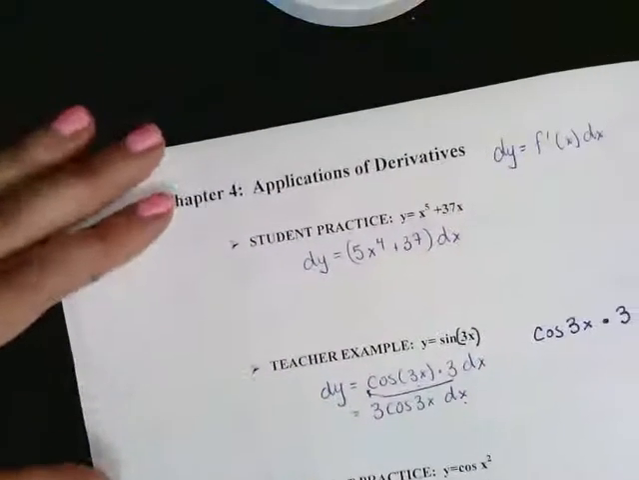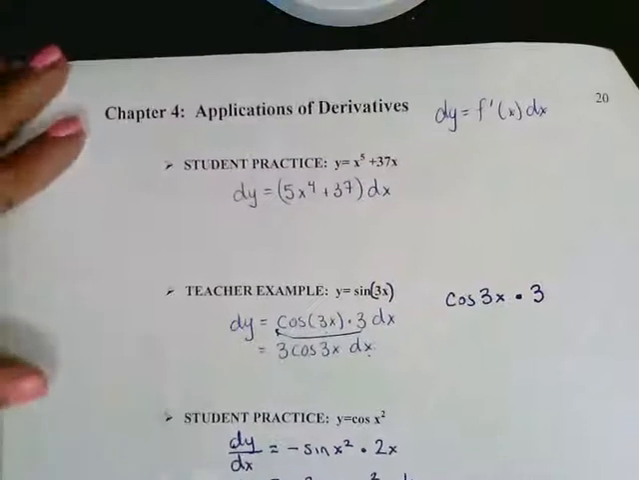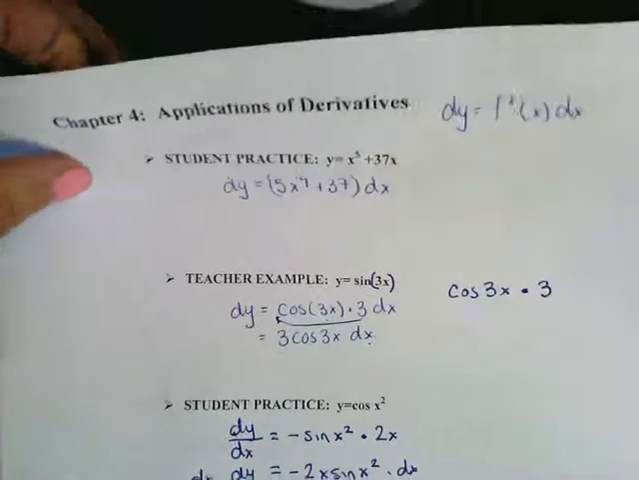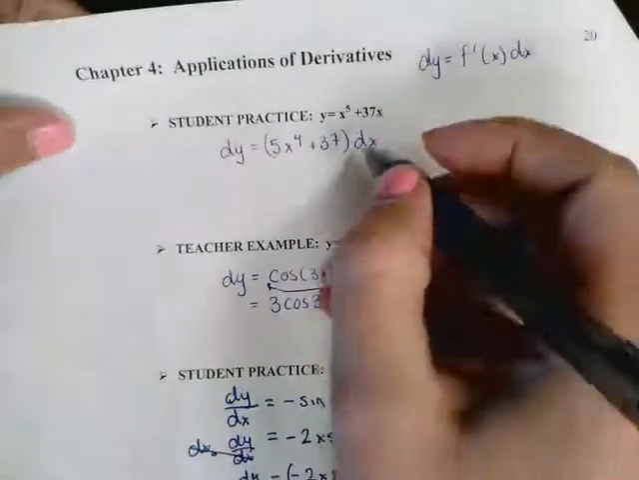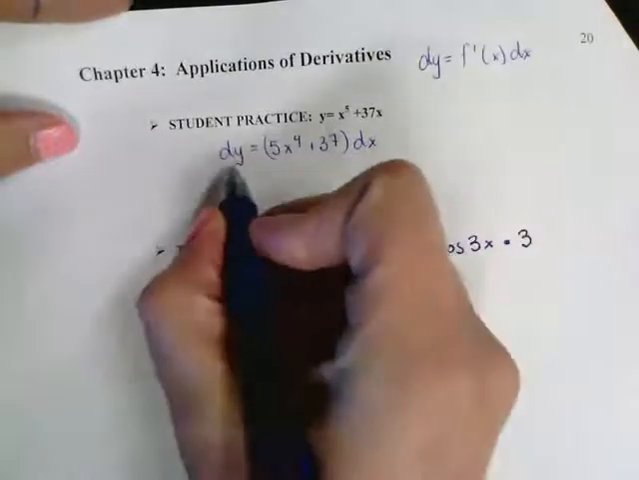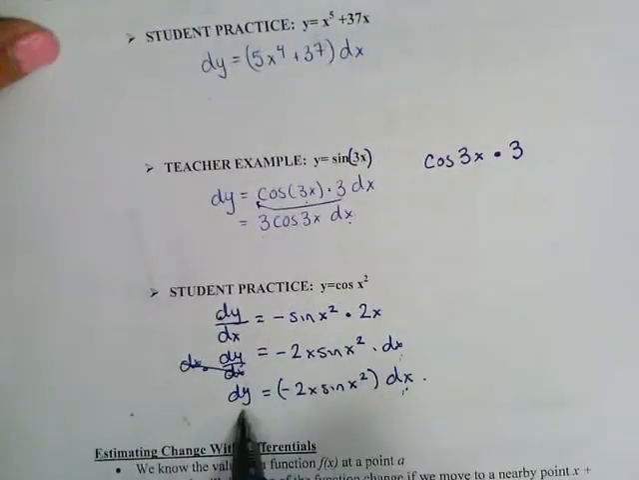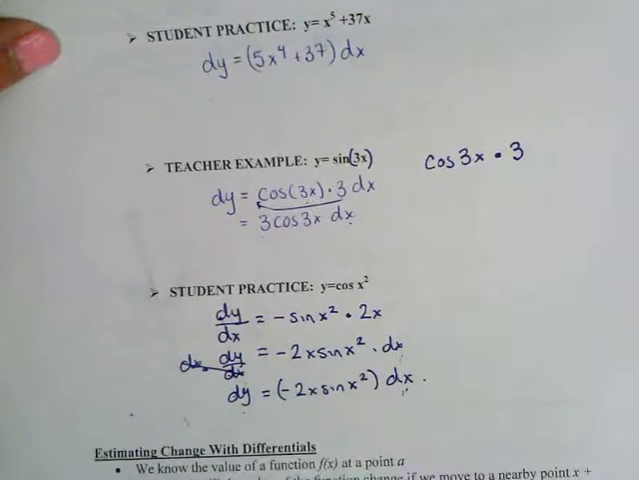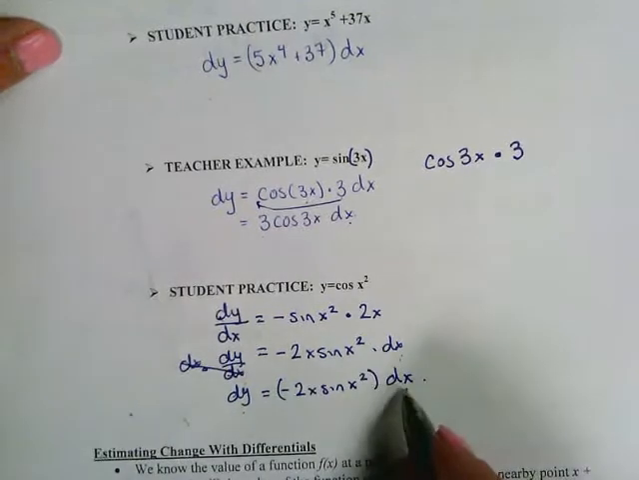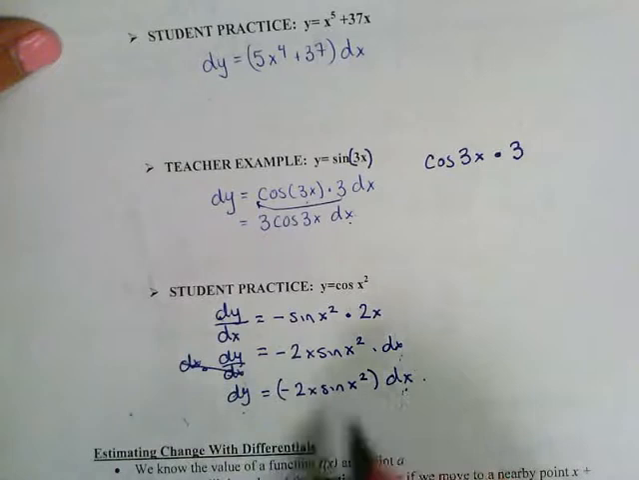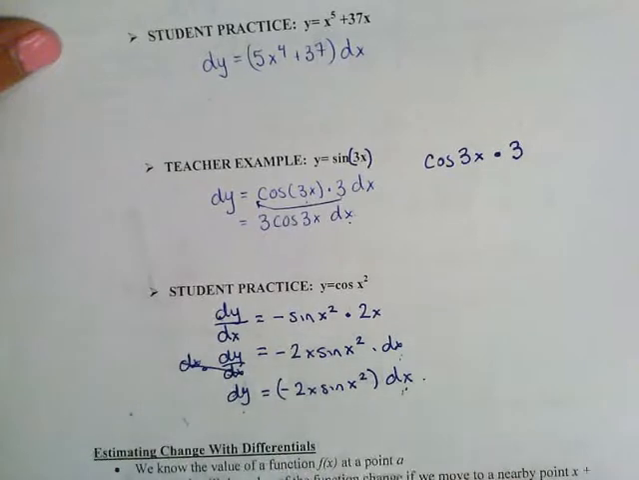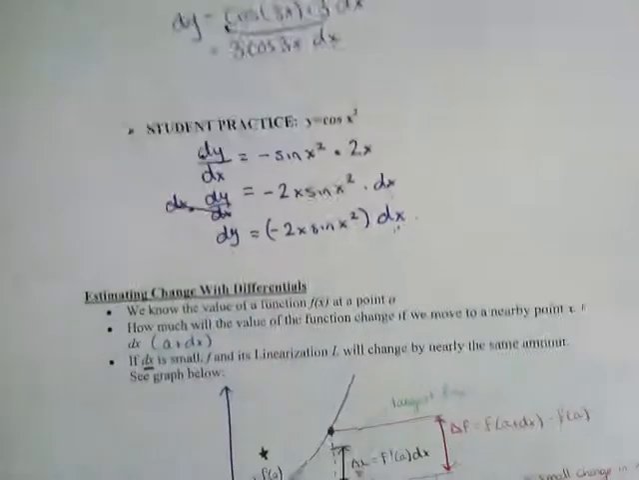So finding just dy is different than finding dy/dx. The only way it's different is that at the end you multiply by dx on both sides so that dy is left by itself. Okay? And you're viewing dx as an independent variable and dy is dependent on dx.